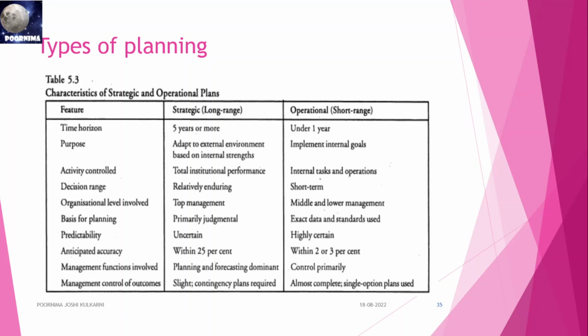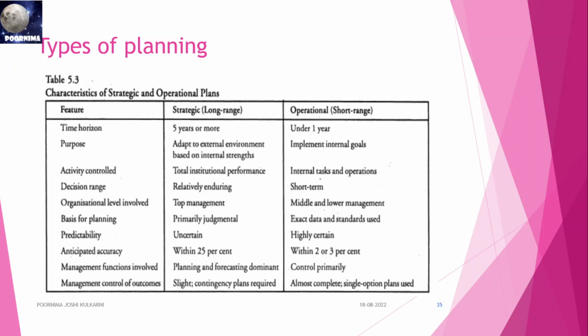Purpose. Strategic planning is to adapt to the external environment based on strengths and implement external goals. At the operational level, it is activity control and total institutional performance. Strategic planning handles internal tasks and operations in operational planning. In range, strategic planning is relatively enduring and wide. Operational planning is short term.